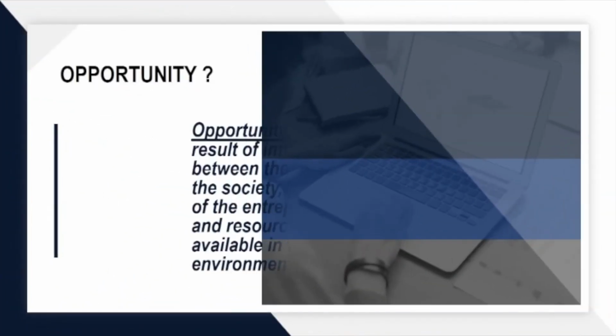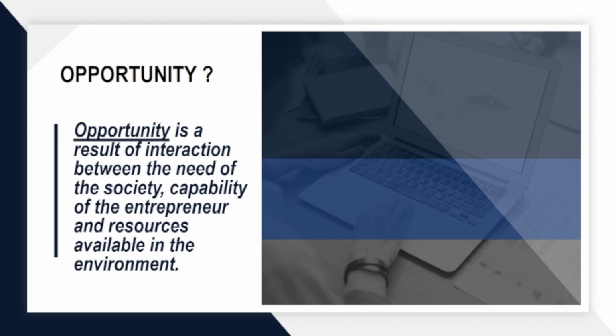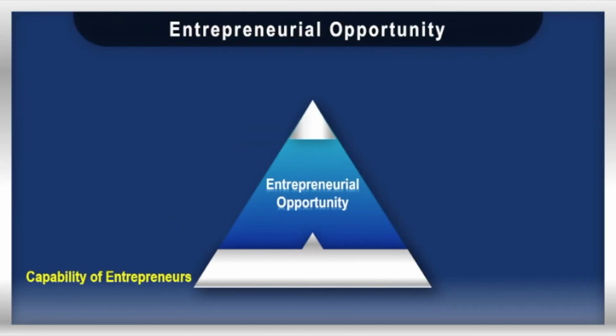Now, the question is, what is an opportunity? An opportunity is a result of interaction between the needs of the society, the capability of the entrepreneur, and the resources available in the environment. So, basically 3 things. One is the needs of the society, what the people want. Second is the capability or the ability of the entrepreneur, whether he or she is able to fulfill that need or not. And third is the resources, because you need the resources in order to fulfill those needs. He or she does this by being alert to the world around him.